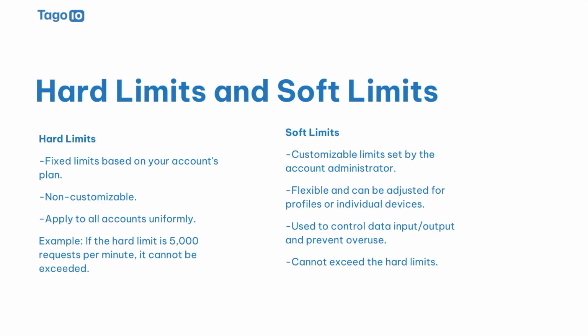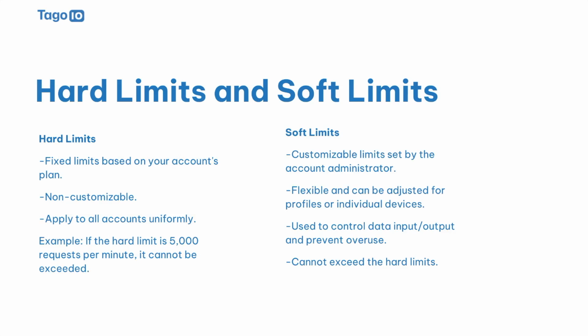So let's understand the difference between hard limits and soft limits. I think this is a very important topic. The hard limits are fixed limits based on your account's plan and are non-customizable at all. So they apply uniformly to all accounts. For example, if the hard limit is 5,000 requests by minute, it cannot be exceeded.